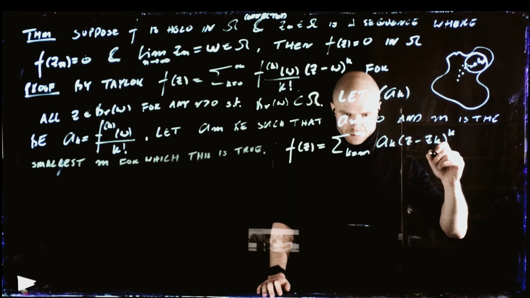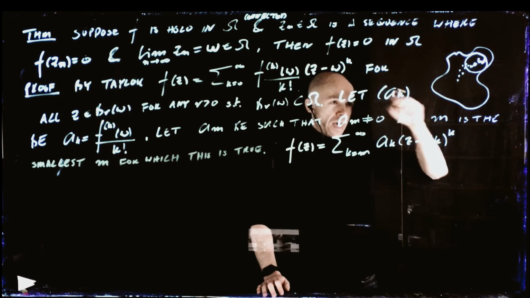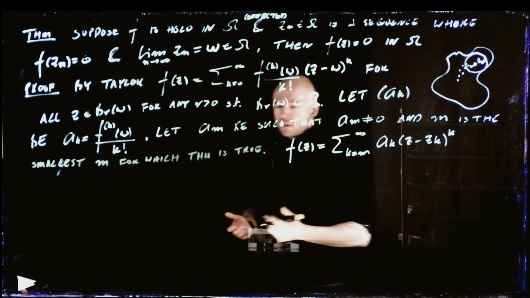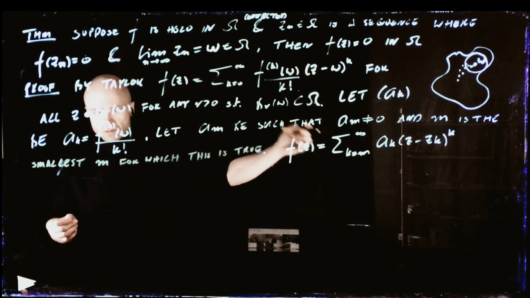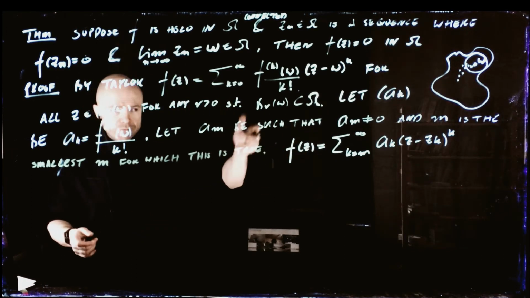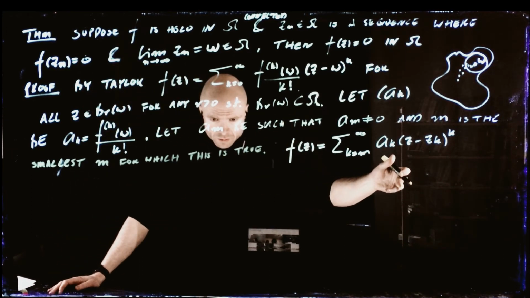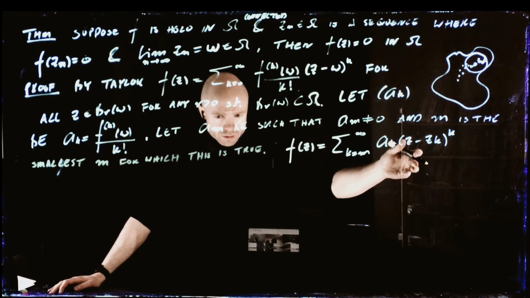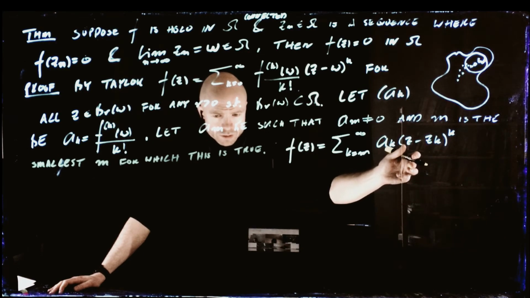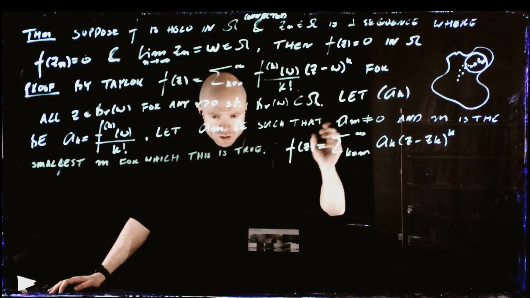All right. And what information do we have? We have this sequence tending towards w such that f on this sequence is equal to 0. Now look at this. Yeah? And then think about what the consequences of having both of those pieces of information are.